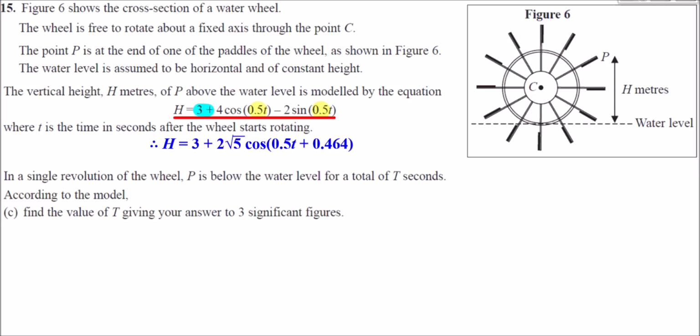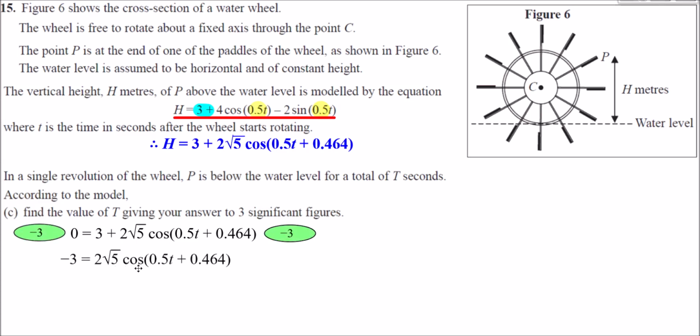So anyway, starting off with this question. The value of when it's above or below the water level: the critical value here is when the height's equal to 0. So what we could do is sub h equal to 0 and find the critical times when P is entering the water. That's basically when h is equal to 0. So if we set h equal to 0, we've got 0 equals 3 plus 2 root 5 cos of 0.5t plus 0.464. If I now subtract 3 from both sides, this becomes minus 3 equals 2 root 5 cos of 0.5t plus 0.464.